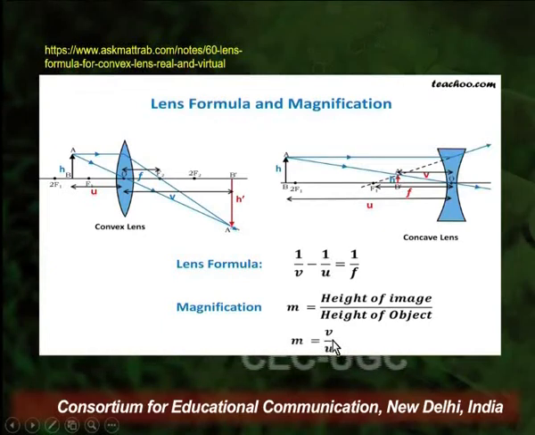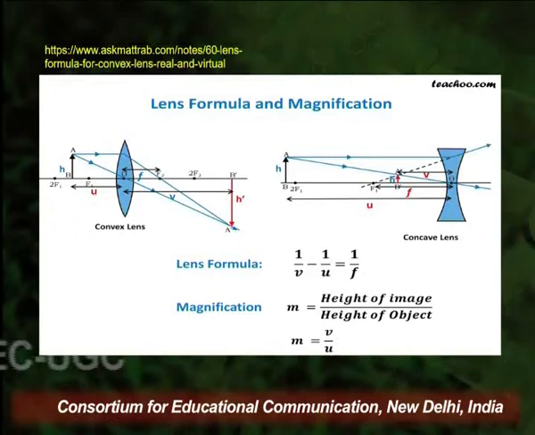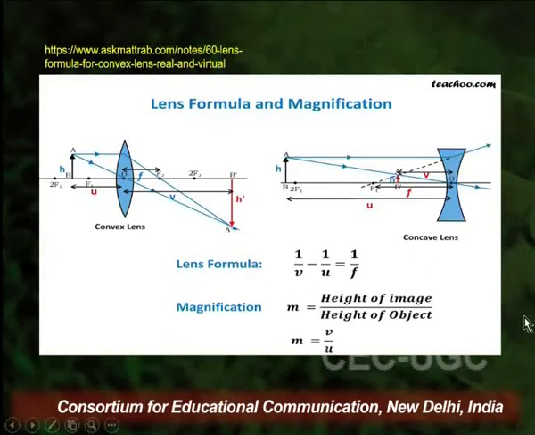Now, the relationship between the height or the length of image created, which is mentioned here as V, and the length of the object, which is mentioned here as U, with respect to the focal length of the lens, is like this: 1 upon V minus 1 upon U is equal to 1 upon F. So the focal length is inversely related to the magnification capacity of any lens, and this is true for both types of lenses, that is convex lens and concave lenses.